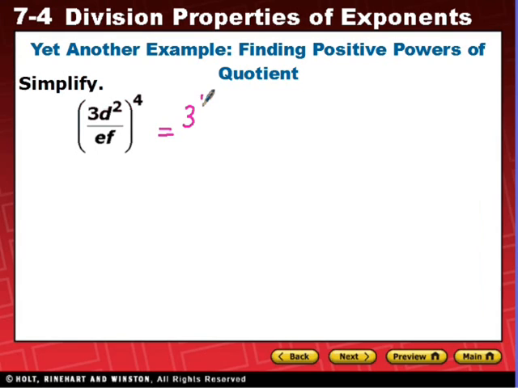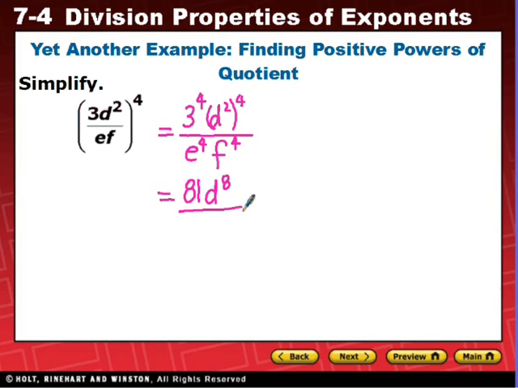So we've got 3 to the 4th power, d squared to the 4th power, e to the 4th power, and f to the 4th power. The only thing that I can really do anything with, besides the 3 to the 4th, which I can write as 81, is d squared raised to the 4th power, which is d to the 8th power. That's using one of the rules you learned in the multiplying section, 7-3. And then the bottom stays e to the 4th, f to the 4th. And that's it, simplified. There's nothing else that cancels because all the variables are different.